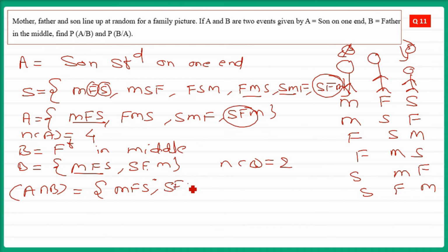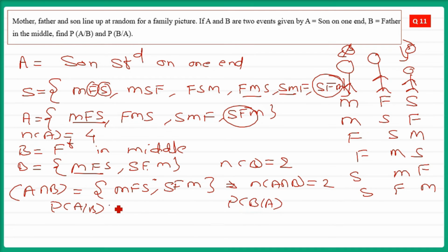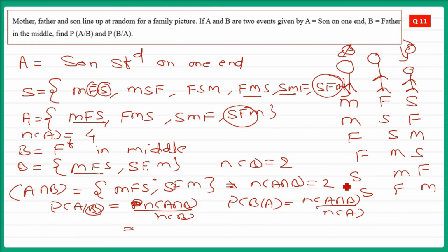So you have SFM here. N(A intersection B), these are two: P(A|B) and P(B|A). Let's do it together, because the numerator remains the same in both cases, it will be N(A intersection B). Actually, you have to write P(A intersection B). Ultimately, we have to deal with the number of elements only. That's why we're writing N(A intersection B). Here also N(A intersection B). In the first case, N(B) in the denominator, in the second case, N(A) in the denominator.